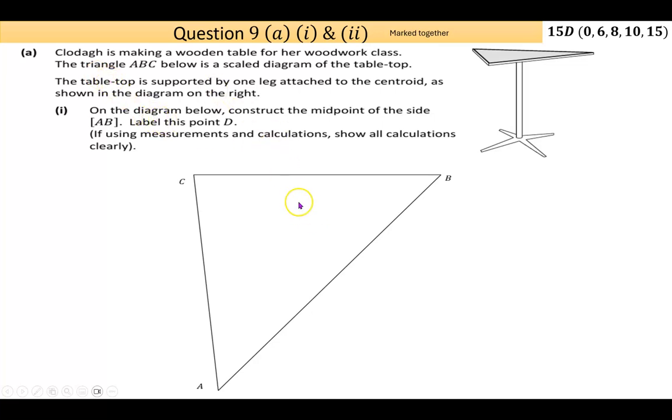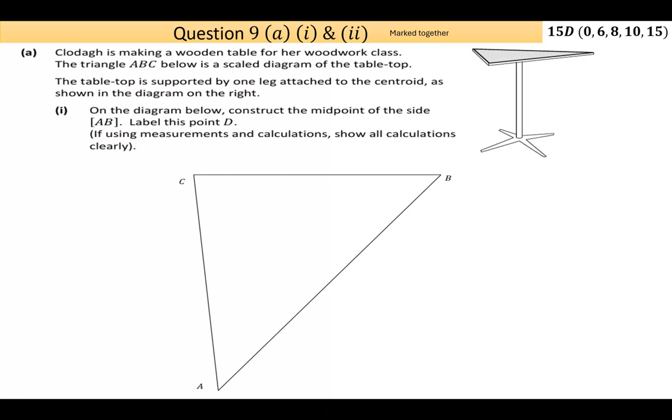And this particular one is involving construction. So Clodagh is making a wooden table for her woodwork class. The triangle ABC below is a scale diagram of the tabletop. So we see the table itself, looking downwards on the kind of weird triangular shaped tabletop. The tabletop is supported by one leg attached to the centroid, which is the center of that table, to give balance, as shown in the diagram on the right.